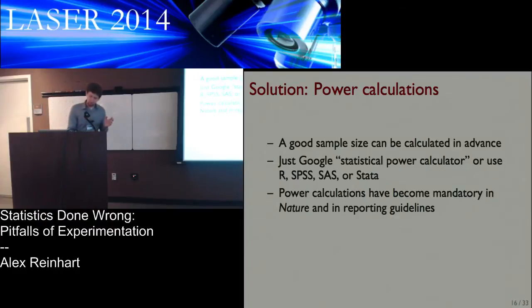So a good sample size can be calculated in advance, like I did in a couple of these examples. You can Google for statistical power calculators. All the big statistical software packages know how to do it, except for Excel, I think. There may be plugins for it. Excel doesn't know it natively. And power calculations have become mandatory in some journals.